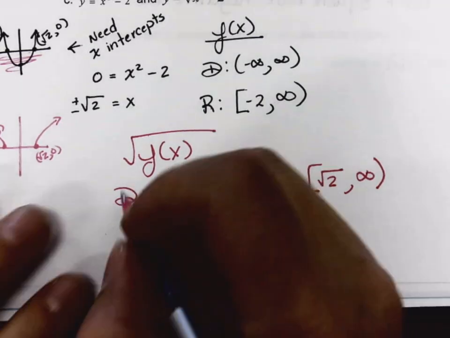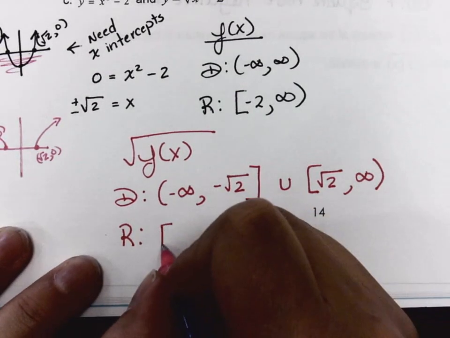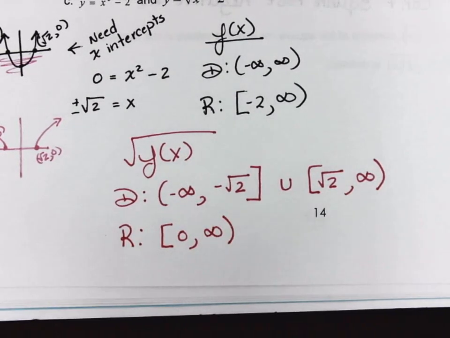Now we got to do the range. Range is super easy. No unions, no nothing there. So 0 to positive infinity.